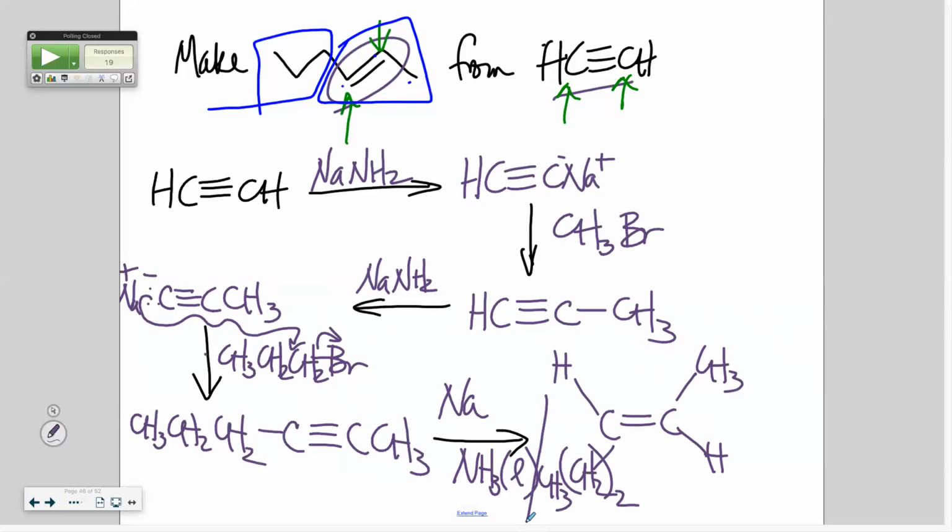What if you wanted a cis double bond? What would that reagent be? H2 and Lindlar. Okay. What if you wanted it to be an alkane? H2 and a regular metal. Okay, that would go all the way.